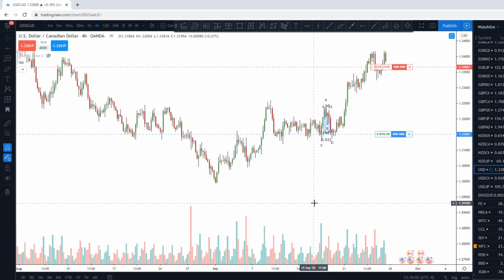So let's get into this trade. All right, this is on the US dollar CAD, US dollar Canadian dollar, and we're going to start off on the 4-hour chart. So what I'm going to do is just walk you down the entire trade process and show you exactly why I took the trade and what my thoughts were.